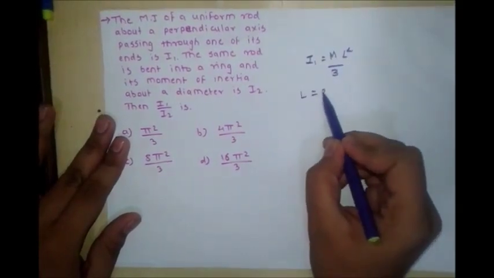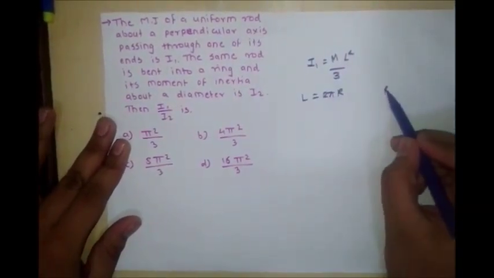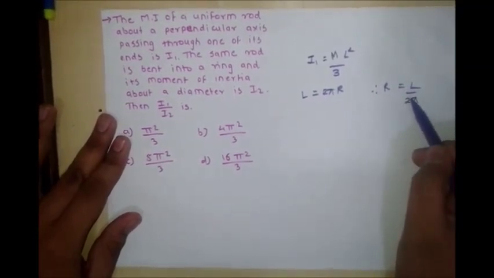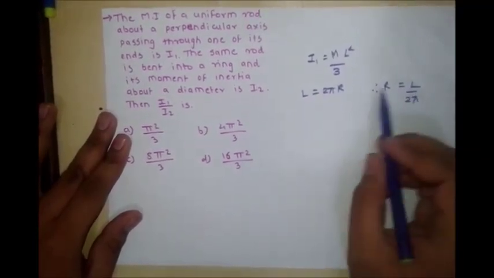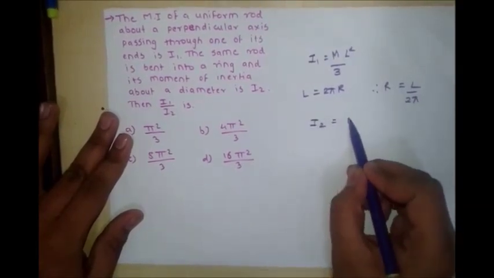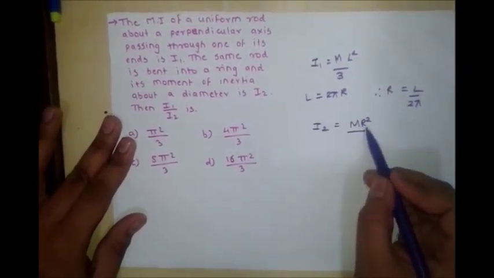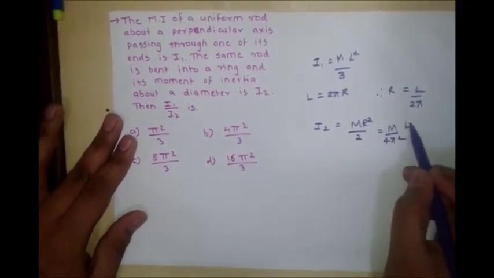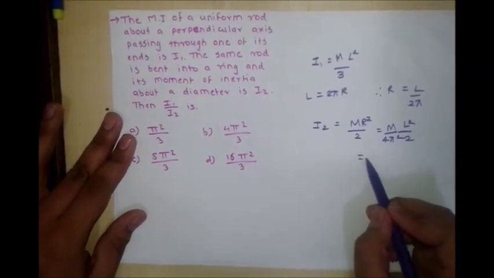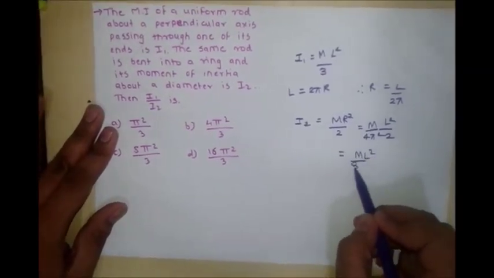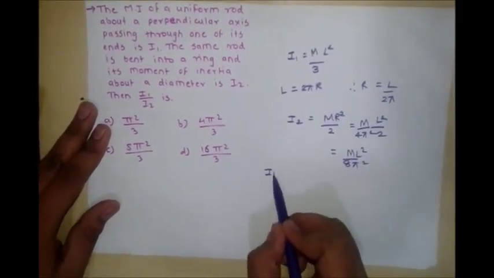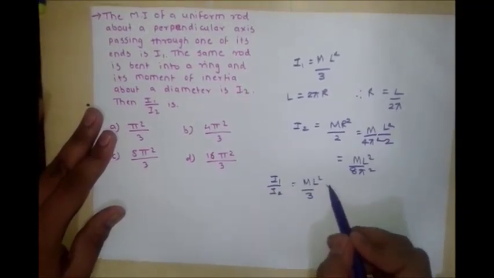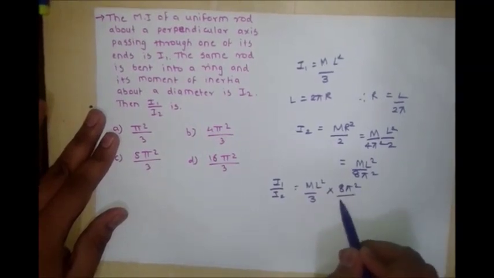The length L is equal to 2 pi r. R can also be written as L upon 2 pi. Therefore, the moment of inertia of the ring about its diameter is given by I2, which is mr square upon 2, which is equal to m upon 4 pi square L square upon 2, which is equal to mL square upon 8 pi square.